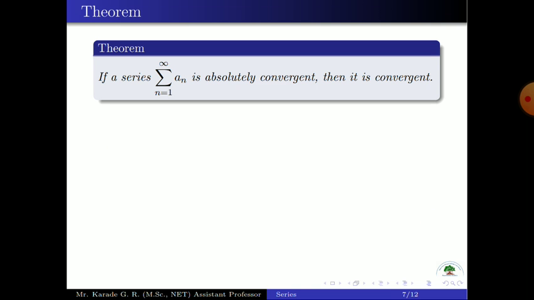Okay, so let us take one theorem based on this type of convergence. The theorem says that if a series summation an, n runs from 1 to infinity, is absolutely convergent, then it is convergent. Once again, if a series is absolutely convergent, then it is convergent. So this theorem says that if a series is absolutely convergent, then that series is convergent. Let us try to prove this theorem.